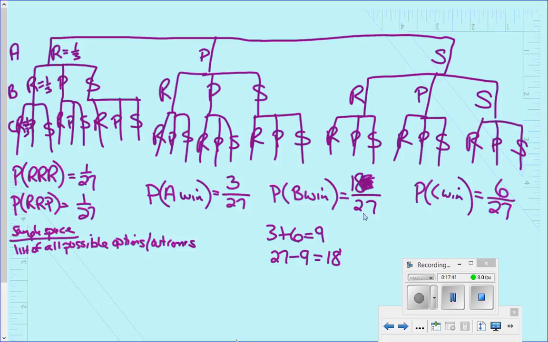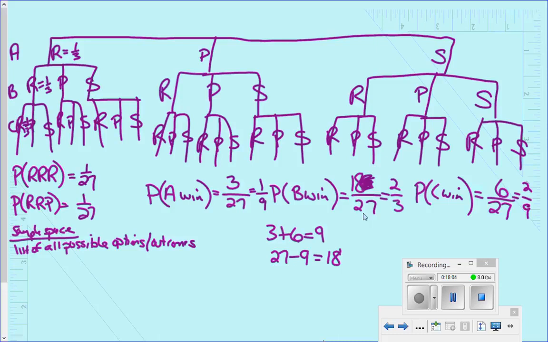Okay, now that we have those 3 probabilities, 3/27, 18/27, and 6/27, we'll go ahead and simplify them. So we have 1/9, 2/3, and here 2/9. Okay, so now we have those probabilities.